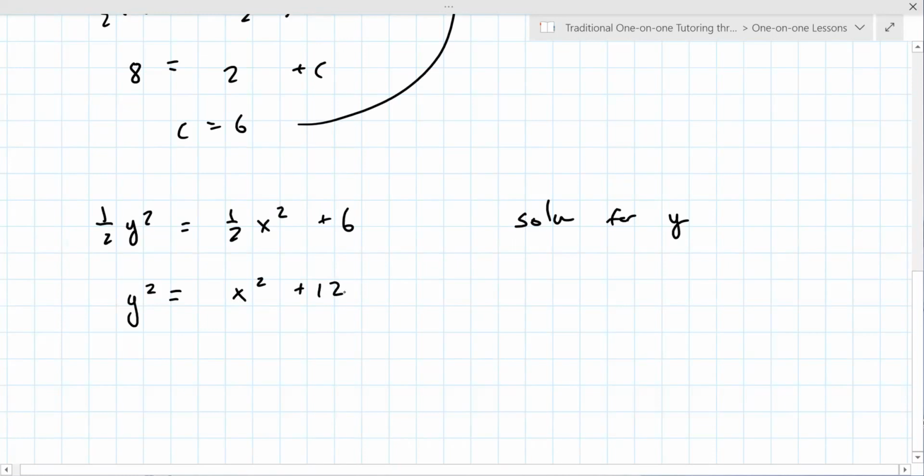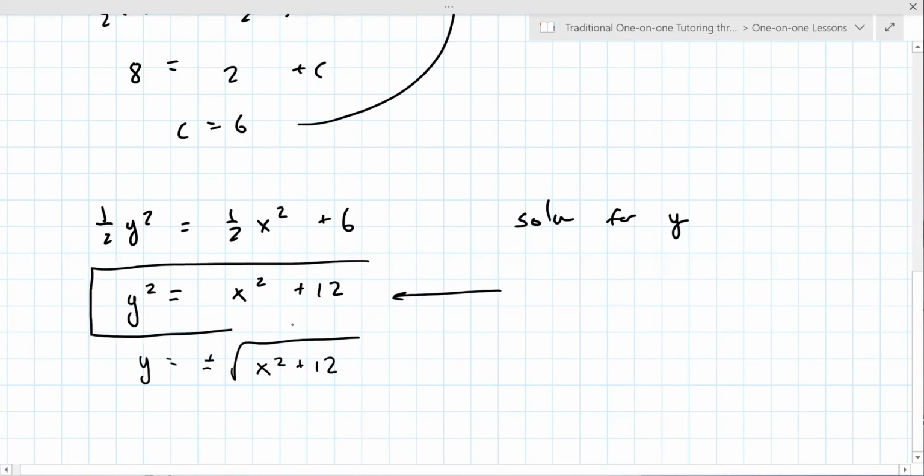This is not part of this course, but this is actually a hyperbola, and when you solve it for y, it's plus or minus the square root of x squared plus 12. It's actually 2 functions, so it's more common to see this as your final answer, not the solved-for-y final answer.